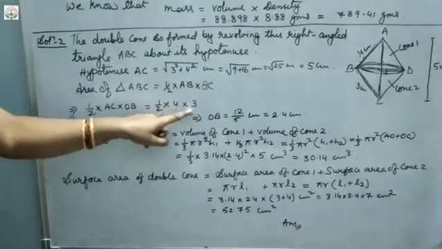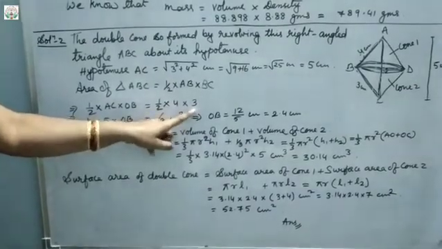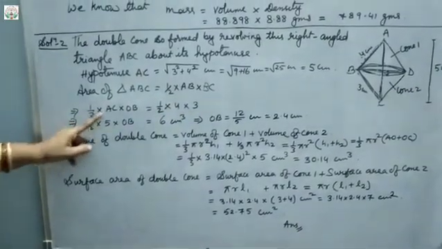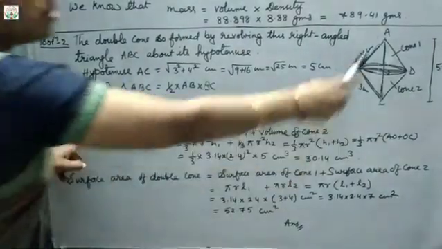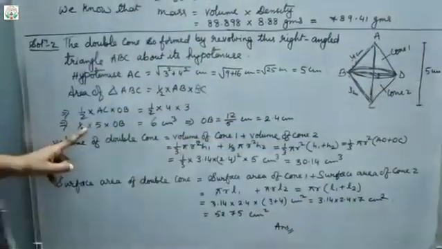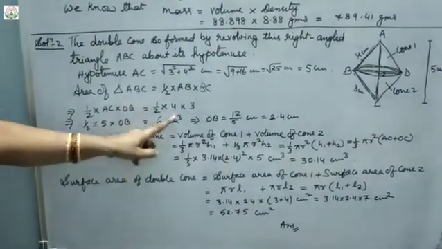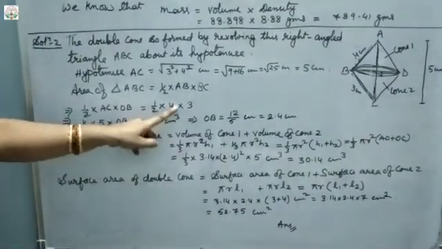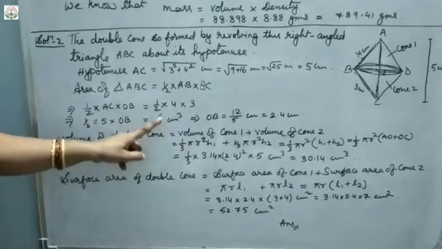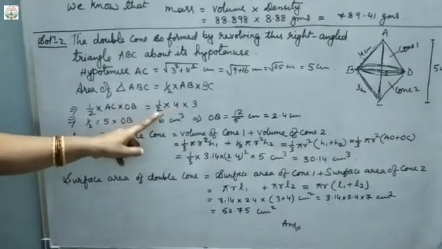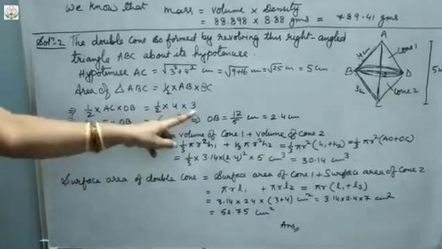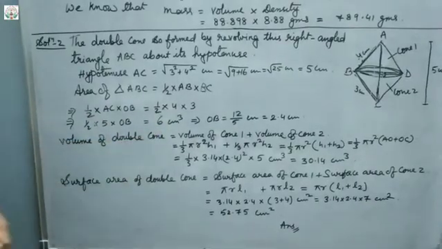That is equal to, this one we already know, half into 4 into 3. Clear? Now half into AC, how much did we get just now? 5, into OB equals what? On simplification of this side we will get how much? 6, because 4 divided by 2 gives 2 only, so 2 into 3 will be 6. So 6, okay?